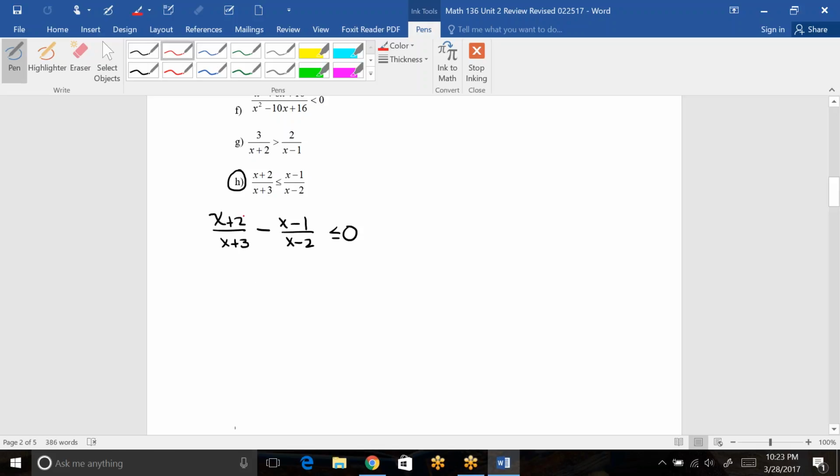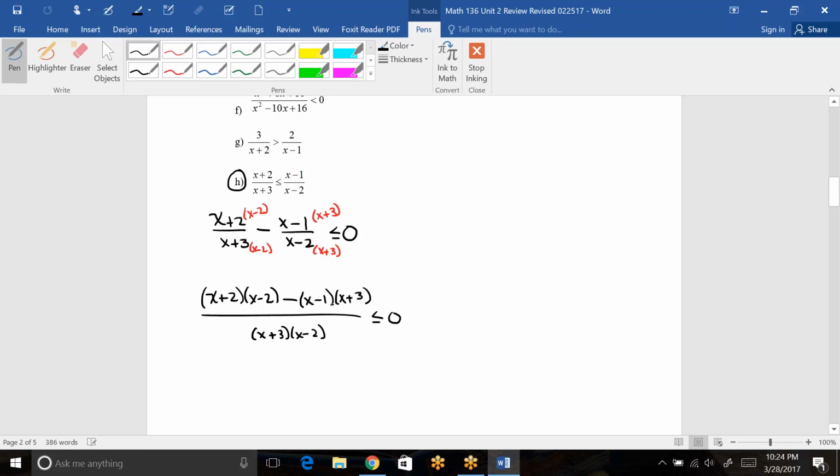I'll then need to get a common denominator for both. So it looks like this guy's missing the x minus 2, and this one's missing the x plus 3 that the other denominator has. I would then take a second to rewrite this so that it's a little bit neater. So I have x plus 2 and x minus 2, and then a subtraction sign, x minus 1 times x plus 3, all over x plus 3, x minus 2. And then that's less than or equal to 0.